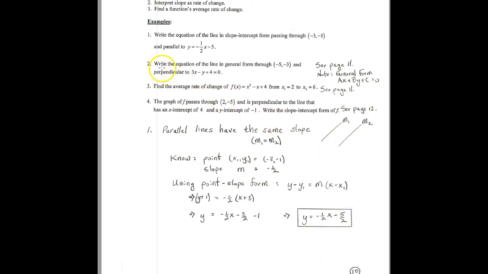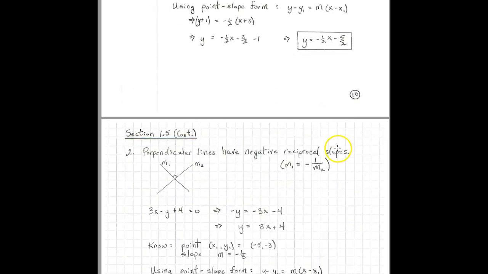In the second example, we want to write the equation of the line in general form. Now, general form, remember, is the form ax plus by, and some people write it as equals c. Your author here likes to write it as ax plus by plus c equals 0, so that's what we'll be looking for. We know that we have a line going through this point and it's perpendicular to this line. So we need to see what the slope of this line is and understand what it means to have a line perpendicular to that line.